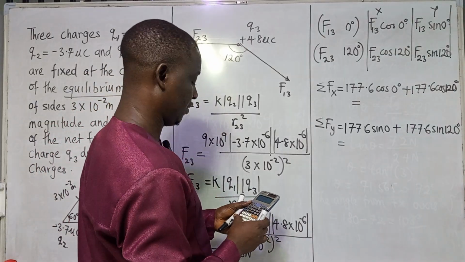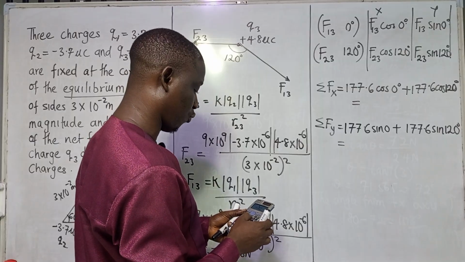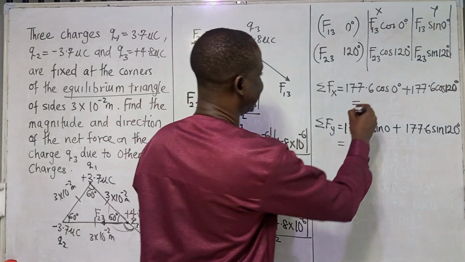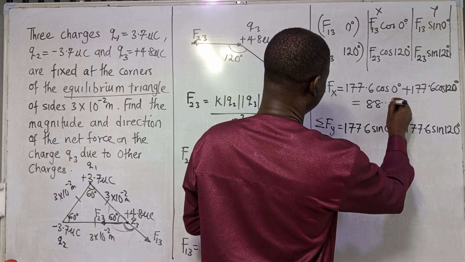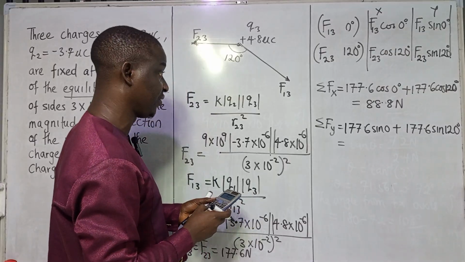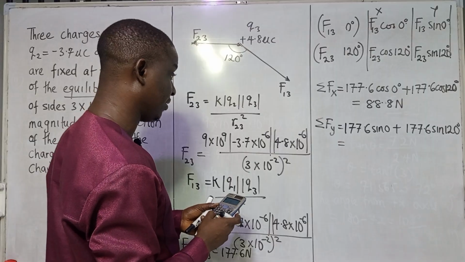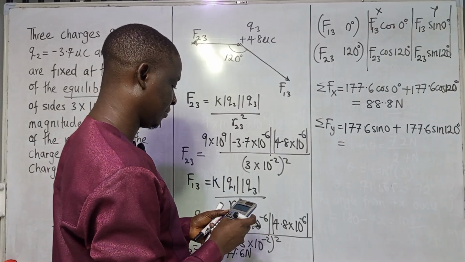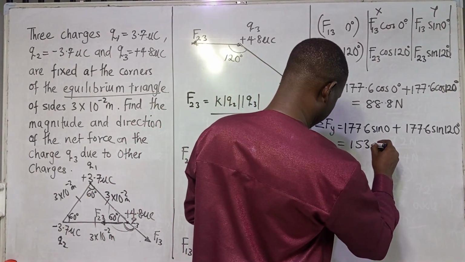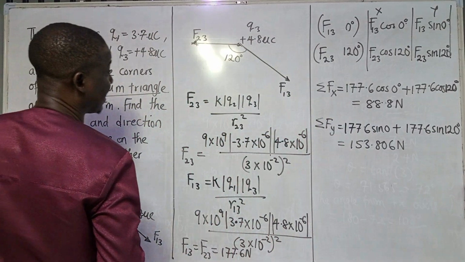177.6 cos 0 plus 177.6 cos 120 degree. So that will give us 88.8 Newton. Then what about this other one? 177.6 sine 0 plus 177.6 sine 120. This one will give us 153.806 Newton. So that is what I want to have for X and Y.